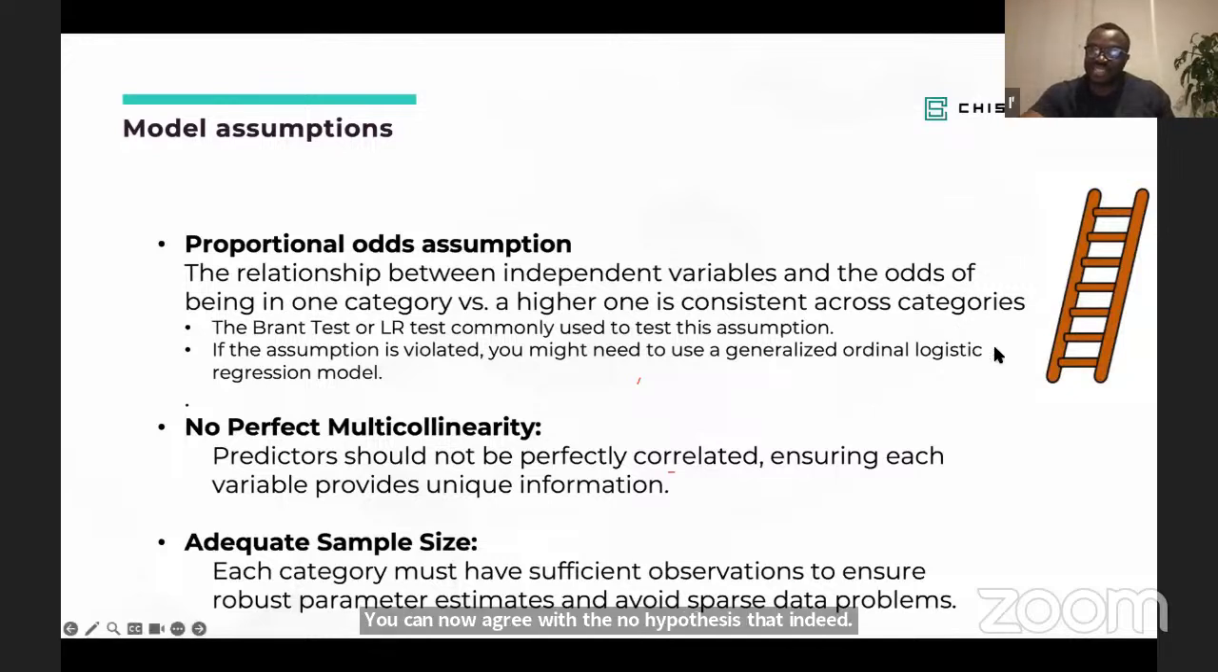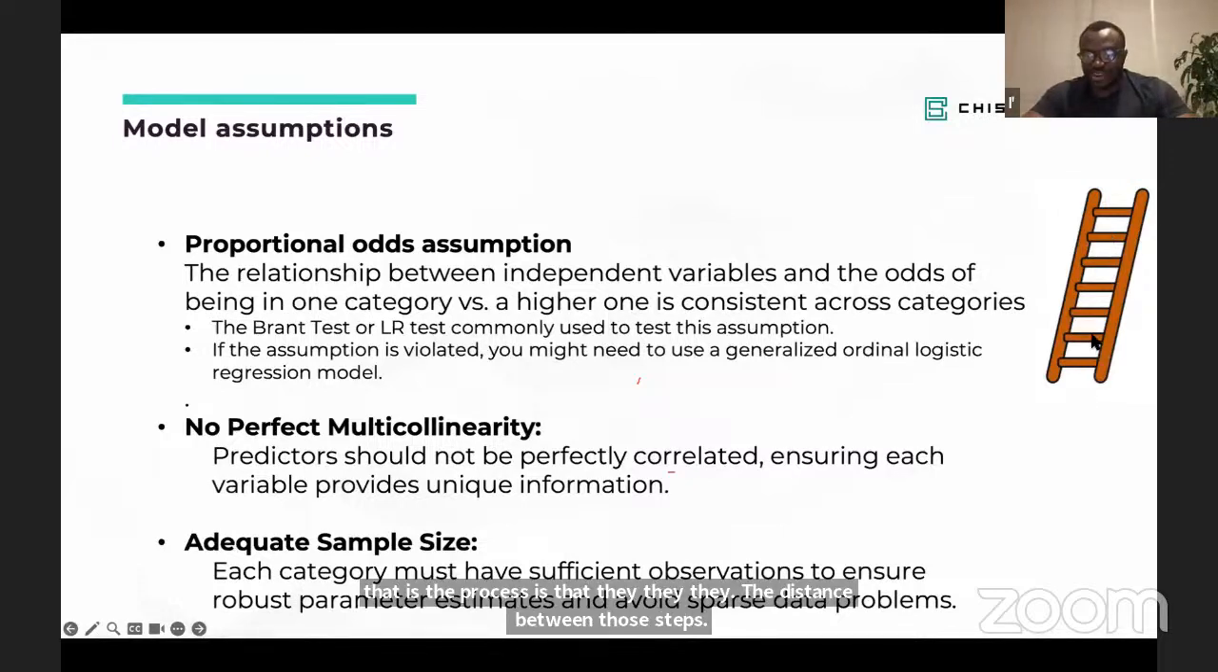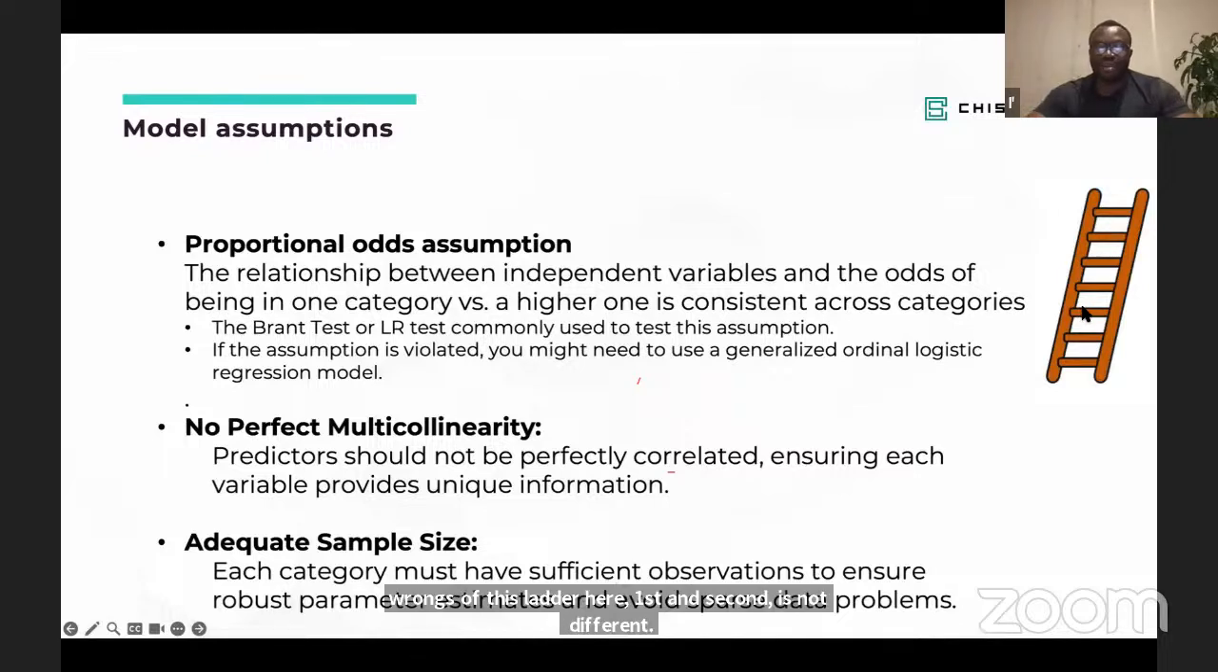this distance from here to here is not different from this distance from here to here, right? So that is the null hypothesis, that the distance between those steps is the same. We're using very lay language here now. Just think of this in the context of this ladder. The rungs of this ladder, first and second, is not different from the one second to third rung, right? Versus the alternative hypothesis that yes, they are different from each other.